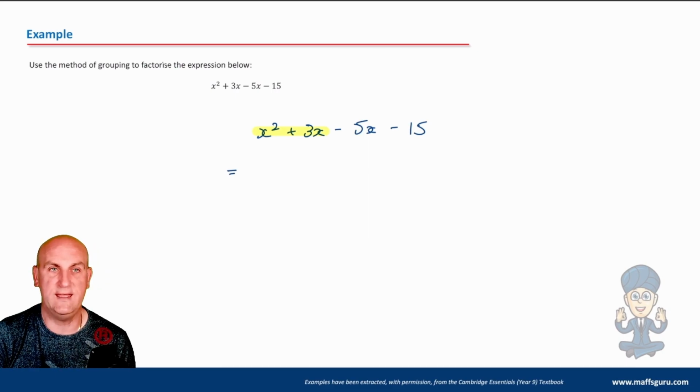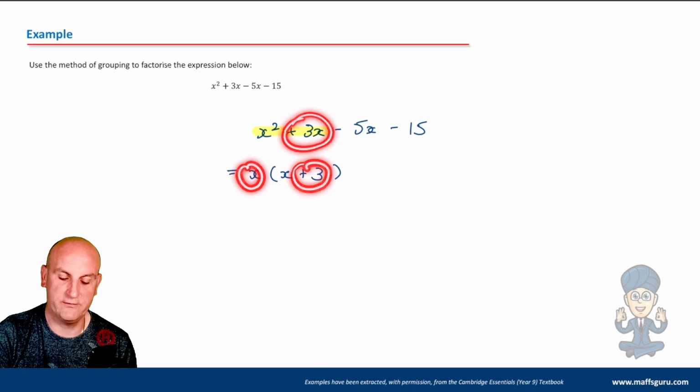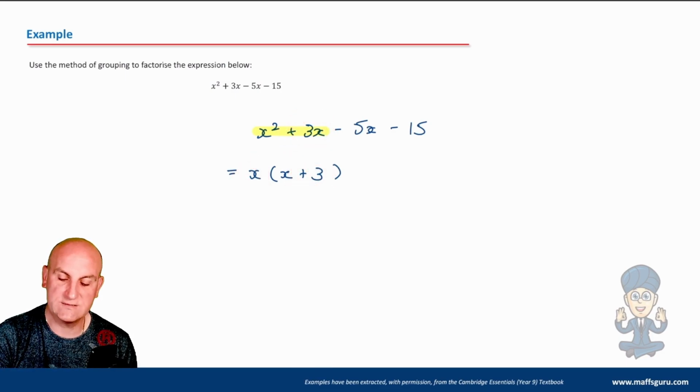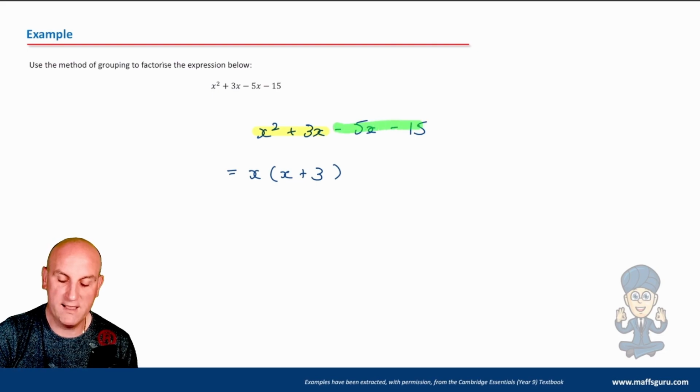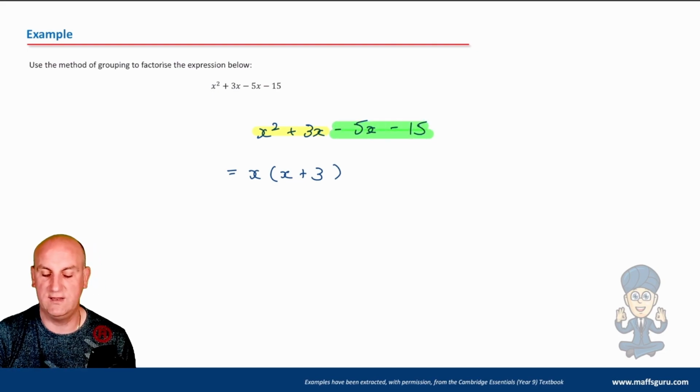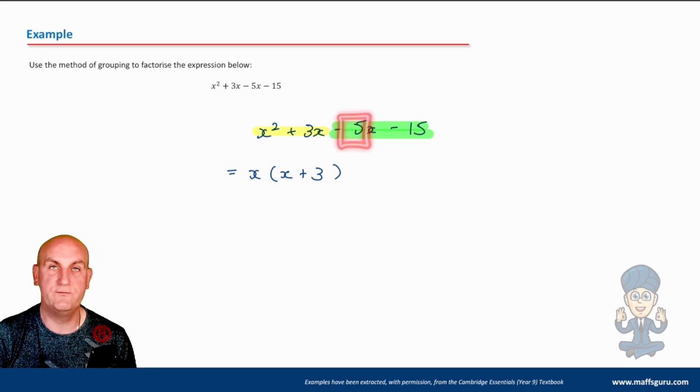What's the maximum that can come out of that? Well, I've got x squared plus 3x, so I'm going to take an x out. And so we've got x times x plus 3 again. If you're not sure why, x times x gives me x squared. X times plus 3 gives me plus 3x. Now, this is where the next part of the question gets a bit tricky. It confuses people. Remember, that is minus 5x minus 15. It's very important that that sign belongs to the number in front of the x.